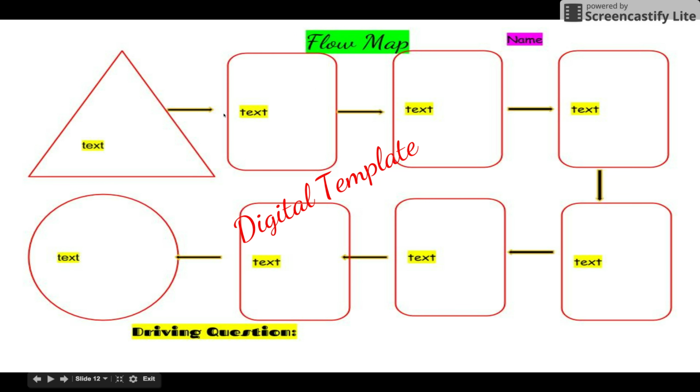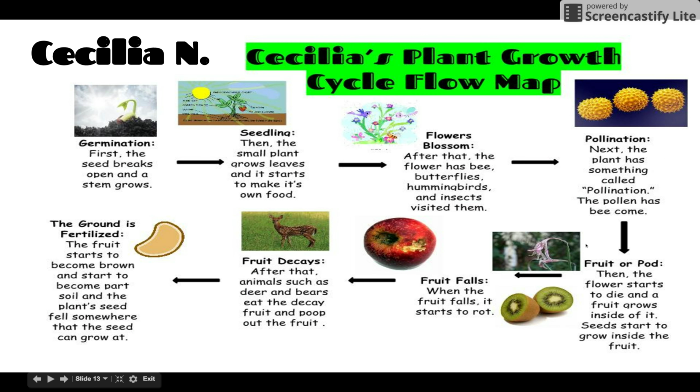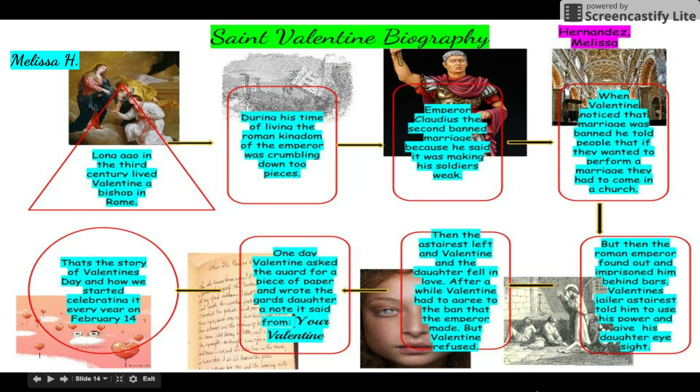Here's a flow map of a digital template. You can see this is just the basic outline with a driving question at the bottom. And over here we have a plant growth cycle flow map. You can see that the students started with germination, then went to seedlings, and all the way around until ground fertilization. And you can see they add a picture, they add in information about each step as it goes.